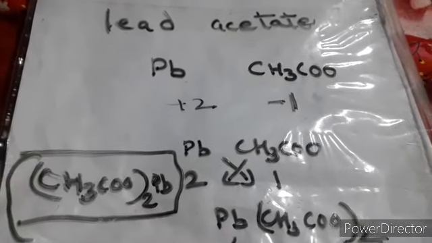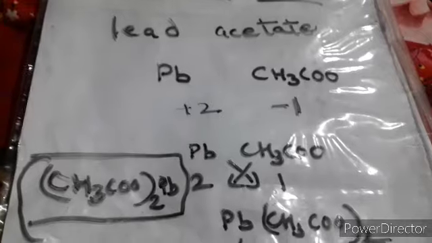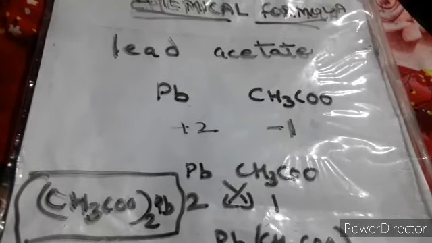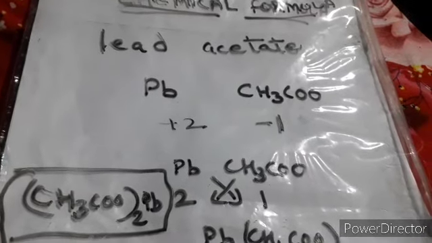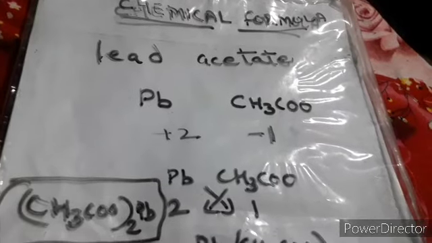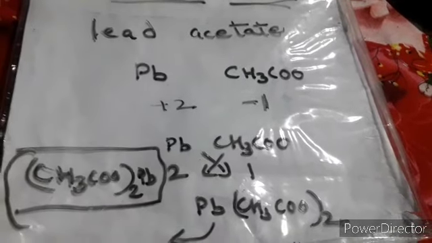This is also an example. I hope every concept is clear to you. And now please, in your books there are different names of compounds given to you, and please make their chemical formulas, and practice it. The more you practice, the more you will understand it.